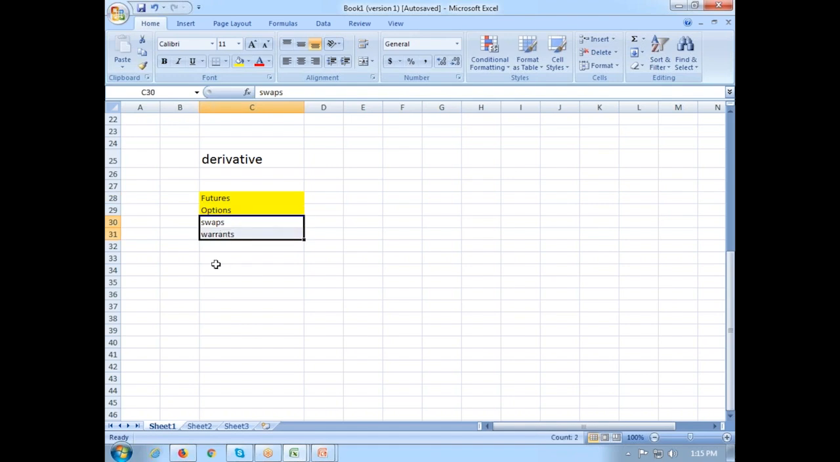Swaps and warrants are not part of this lecture, because I don't deal with them, so I don't have any idea about them. Warrants a bit, but not swaps. Our initial objective remains to understand what is a futures contract and what is an option contract, their pricing, and how they behave.